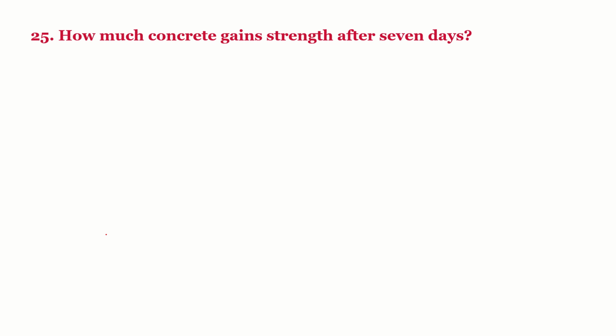Next question, how much strength does concrete gain after 7 days? Basically after 7 days the concrete reaches a strength of 65 percent. After 1 day the concrete will reach a strength of around 16 percent. After 3 days it's around 40 percent gain. After 7 days it is 65, after 14 days it is 90 percent, and after 28 days it is 99. That's why we generally test the concrete at 28 days.